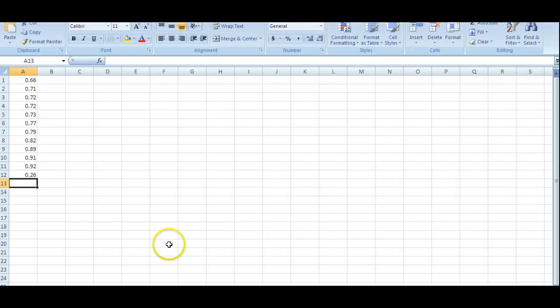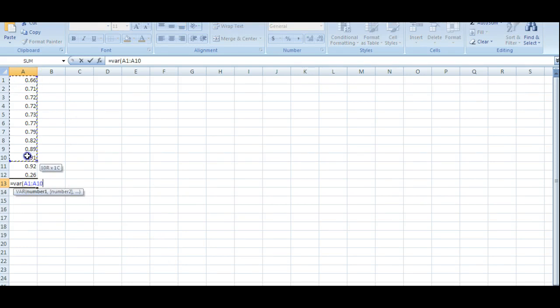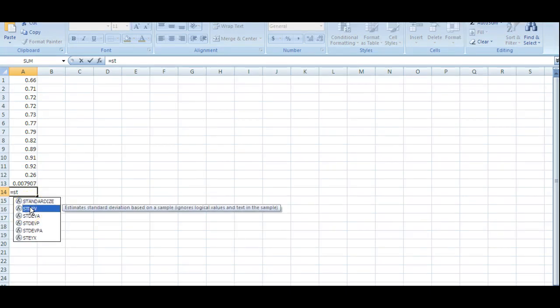Variance. VAR. My data. Alright, making sure I don't pick up that range. I'll go ahead and get standard deviation. I figured they're going to ask me that next.